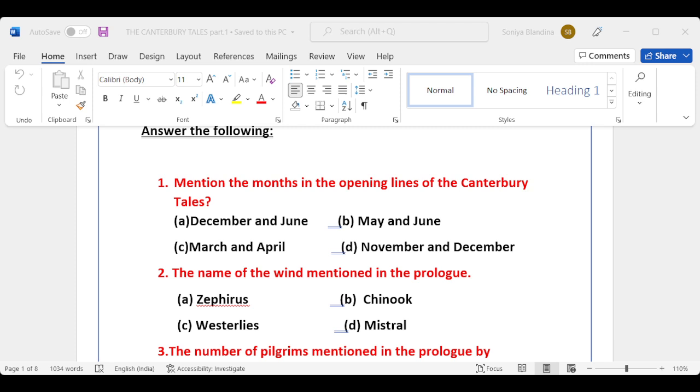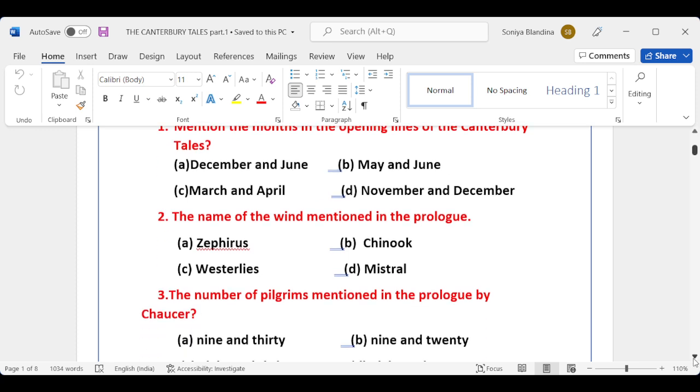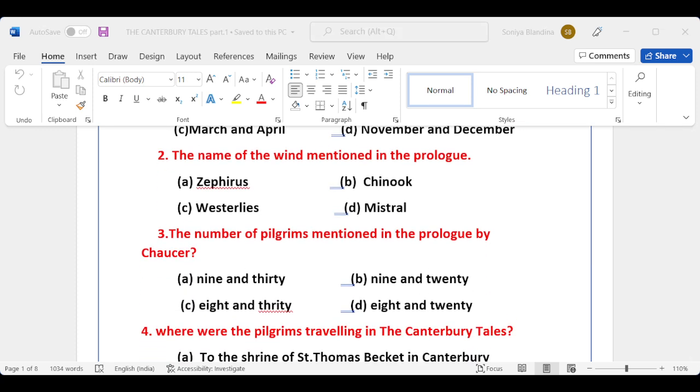Okay. Next question. Question number 3. The number of pilgrims mentioned in the prologue by Chaucer. Option A, 9 and 30. Option B, 9 and 20. Option C, 8 and 30. Option D, 8 and 20. It is option B, 9 and 20. See, without including the Tabard Inn, Warner and Chaucer, 29 is only the pilgrims.